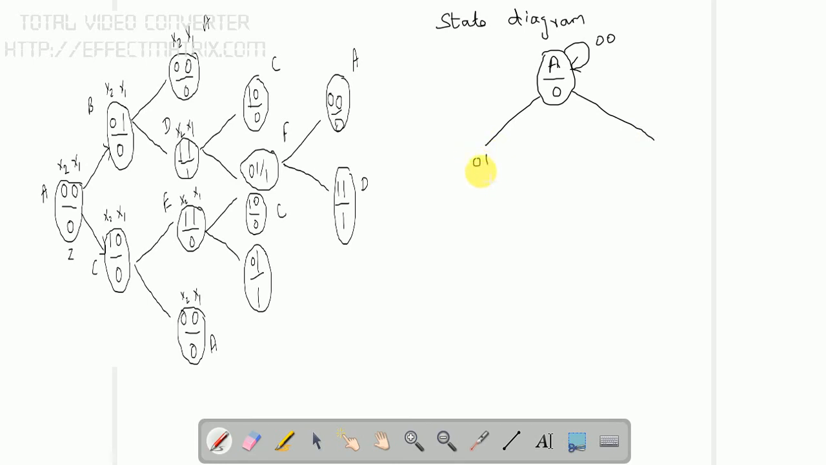Instead of writing 0 1, I'm going to write it as a letter, B, and the output of B is 0. Similarly, C, what is the output of C? It is 0. So this is B and this is C. Now next, you can draw this arrow mark, and this indicates the self state as 0 1, and this indicates the self state as 1 0. So from B, it is going to A and D.